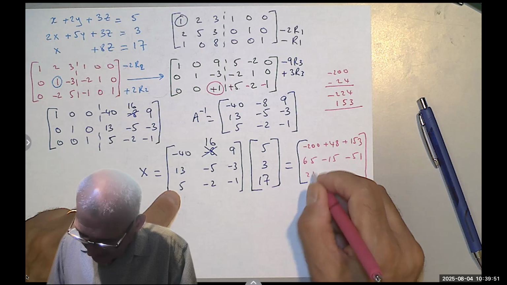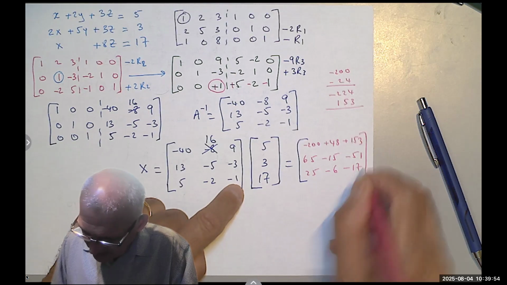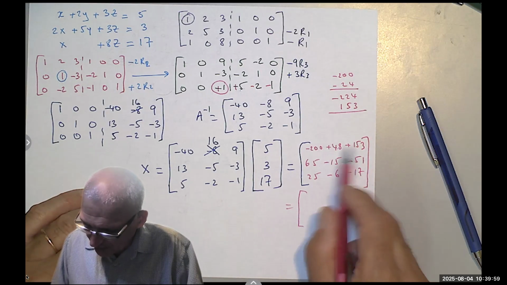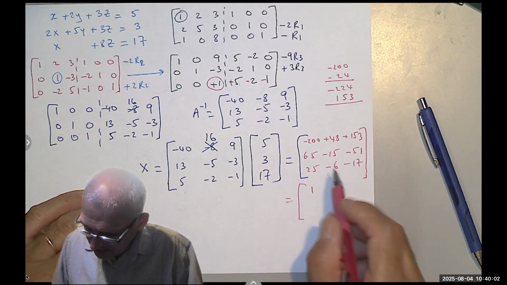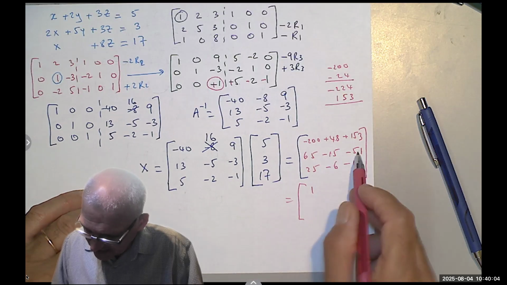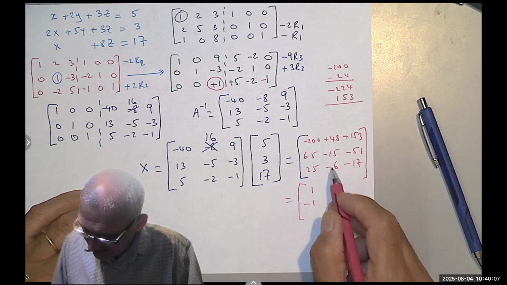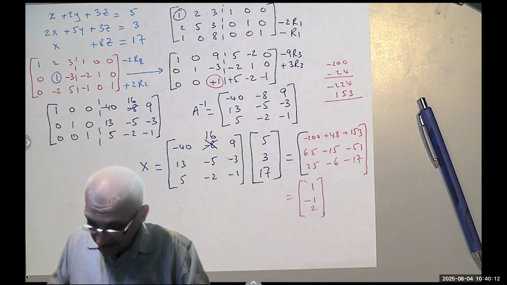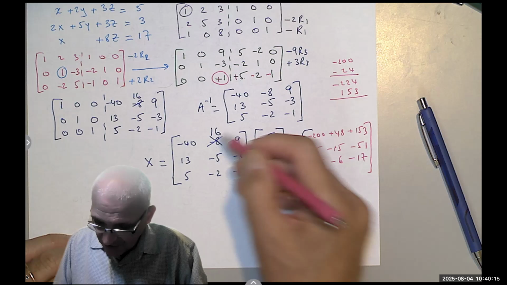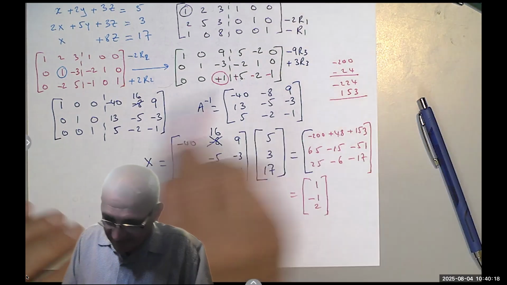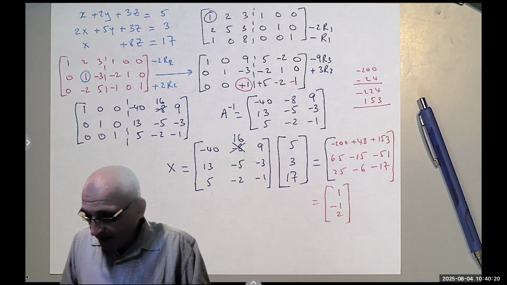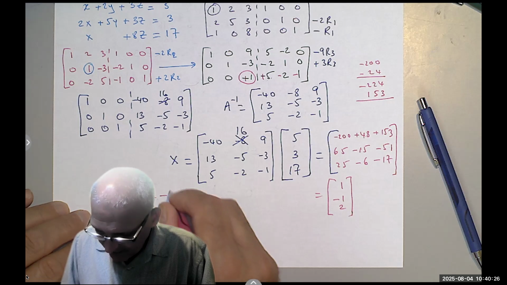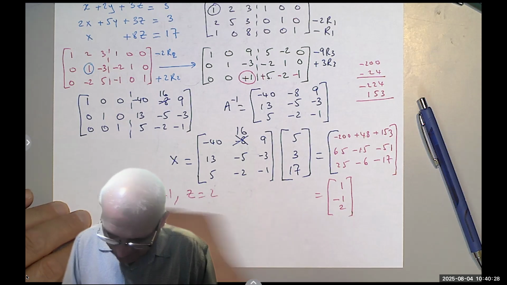Here I get 25 minus 6 minus 17. So the answer would be, if you add those, you get 201 minus 200 is 1. This is -66, so -1. -23 plus 25 is 2. Okay, I'm sorry. I don't know how I did that. I didn't do anything, I rewrote. I don't know how I got -8. I really don't. Okay, so the answer is x equals 1, y equals -1, and z equals 2.